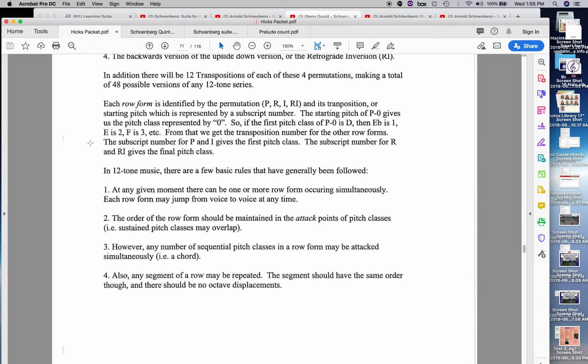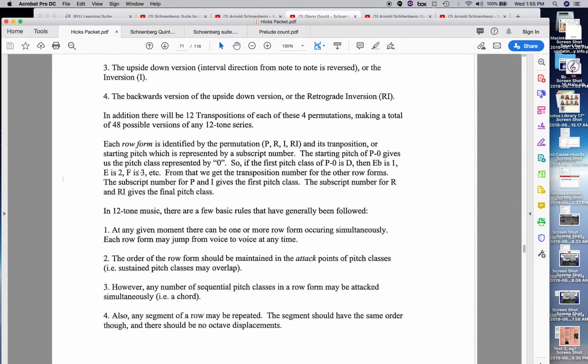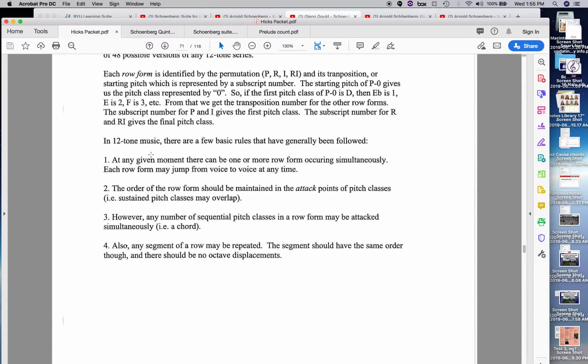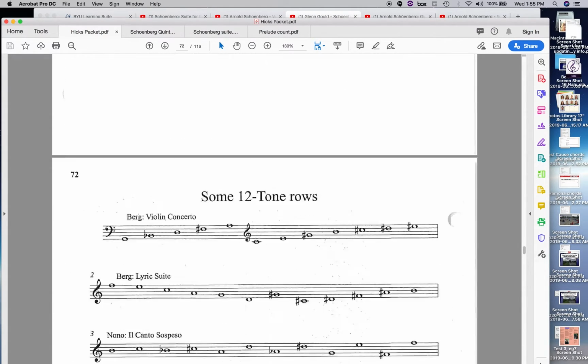Create a 12-tone row, and then you can use those 4 permutations, 12 transpositions of each permutation, and then follow these basic order rules.